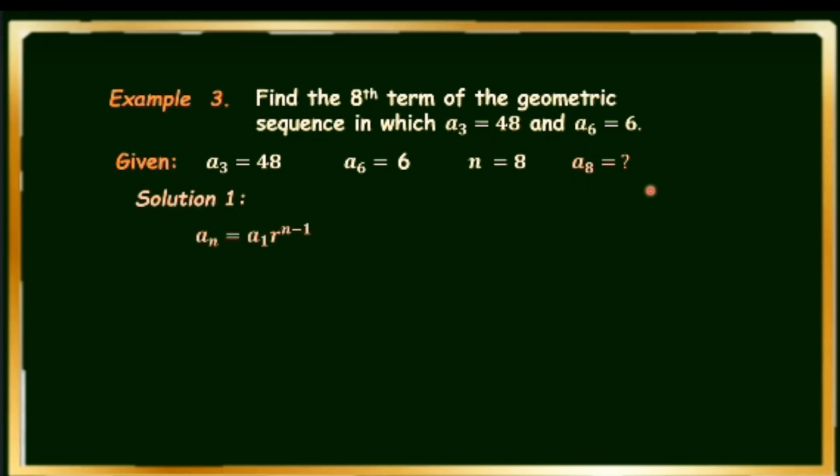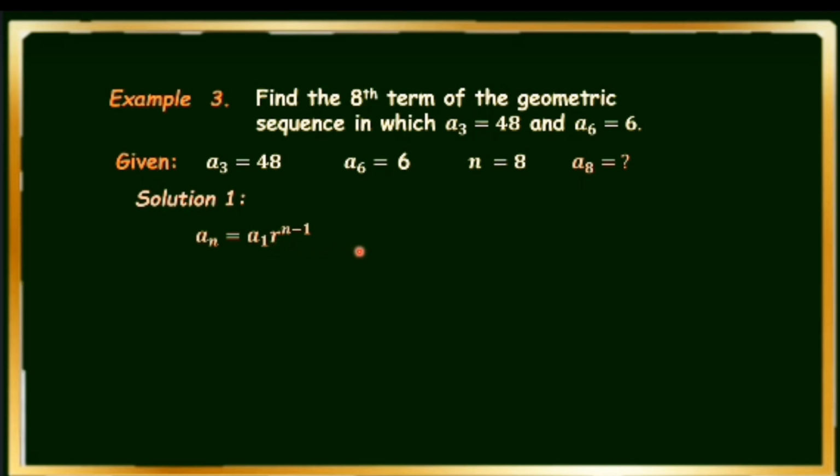For our first solution, again, we have here a sub n equals a sub 1 times r raised to n minus 1. You notice here that I already removed the multiplication or the dot symbol, because whenever we see two letters written in algebra, one after the other, it implies that they will be multiplied. So writing the dot is optional.